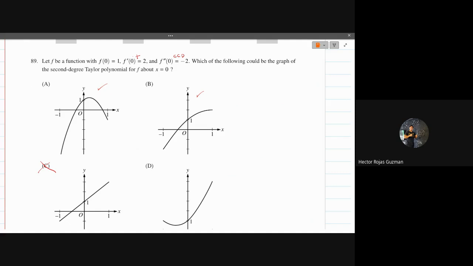No, this is no concavity. It's flat. This is concave up. Oh, there we go. Now we're getting somewhere. So which of the following could be the graph of the second degree Taylor polynomial?